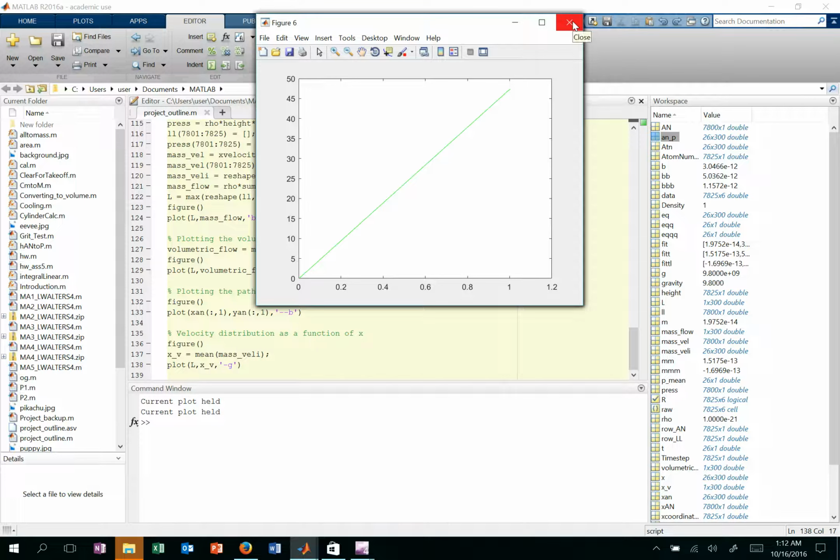Figure 6 will be the volumetric flow, which basically mimics the velocity as a straight line, and this basically means that the volumetric flow is also increasing as distance is increasing. So the more it goes through the tube, the more volume flows. It increases as a constant, and we see the same thing with mass flow. It increases as a constant.